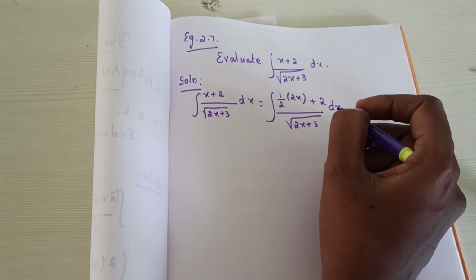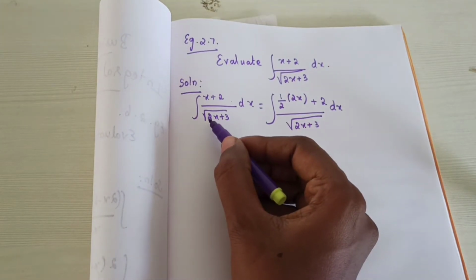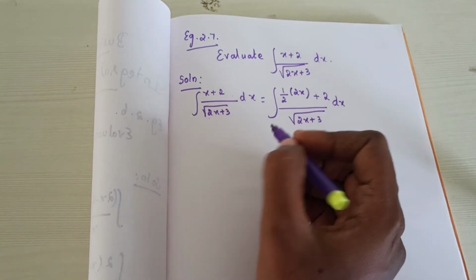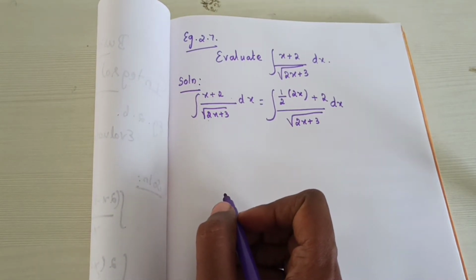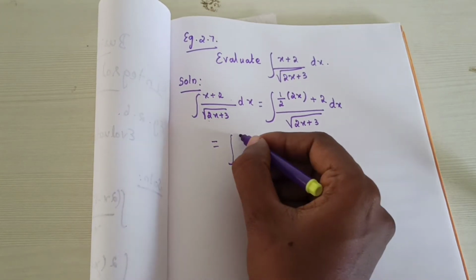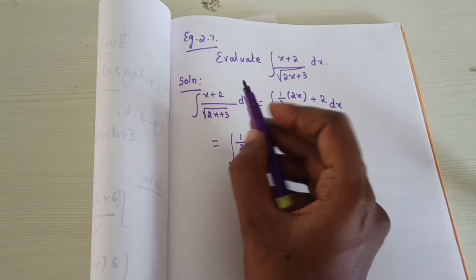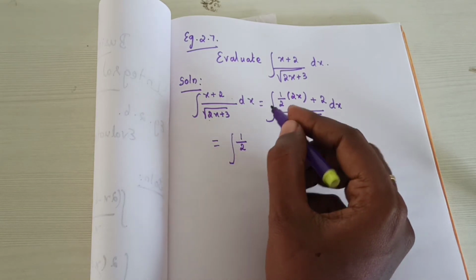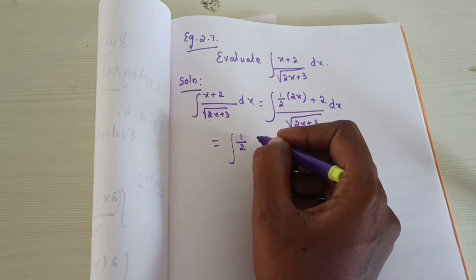Have you all understood this step? So I need to make this x coefficient 2 in the numerator also. For that I am multiplying and dividing by 2. That is equal to the integral of 1 by 2. Now listen here, the denominator is 2x plus 3, so the same 2x plus 3 we need in the numerator also.